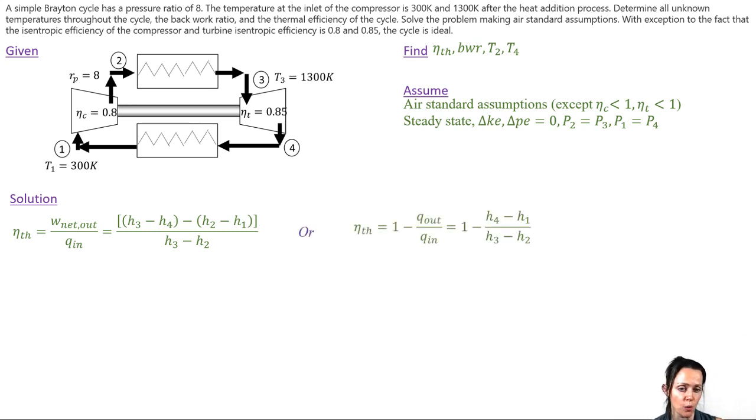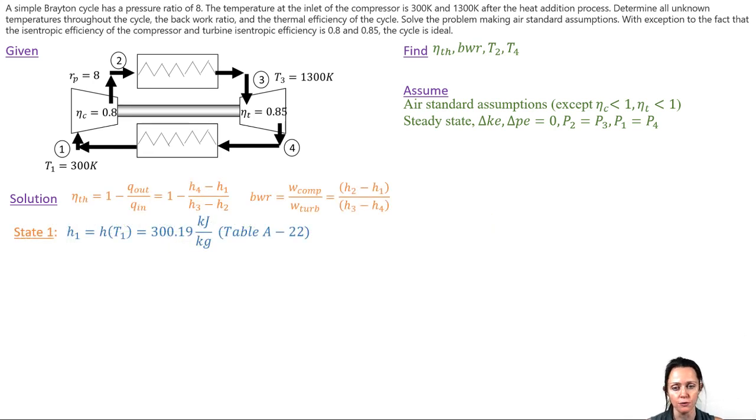Or I could put that in terms of 1 minus Q out over Q in. So Q out is between 4 and 1, and that's where you're modeling the exhaust process, and Q in is between 2 and 3, and that's how you're modeling the combustion process. And then the back work ratio is just the work of the compressor over the work output of the turbine. Okay, so got those, and now I'm ready to solve for my H values.